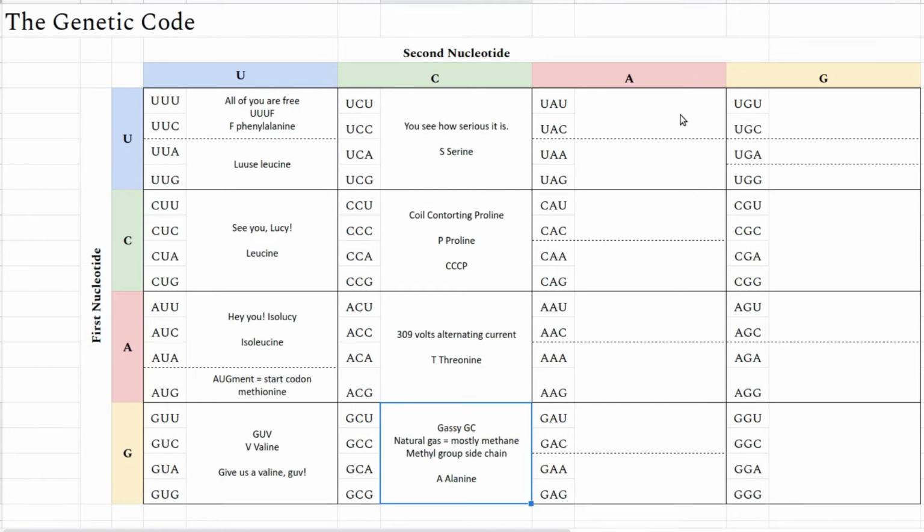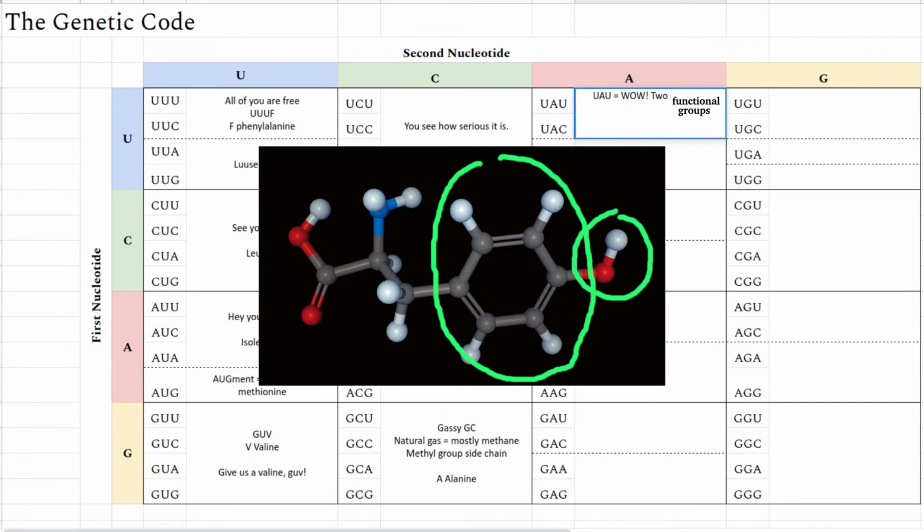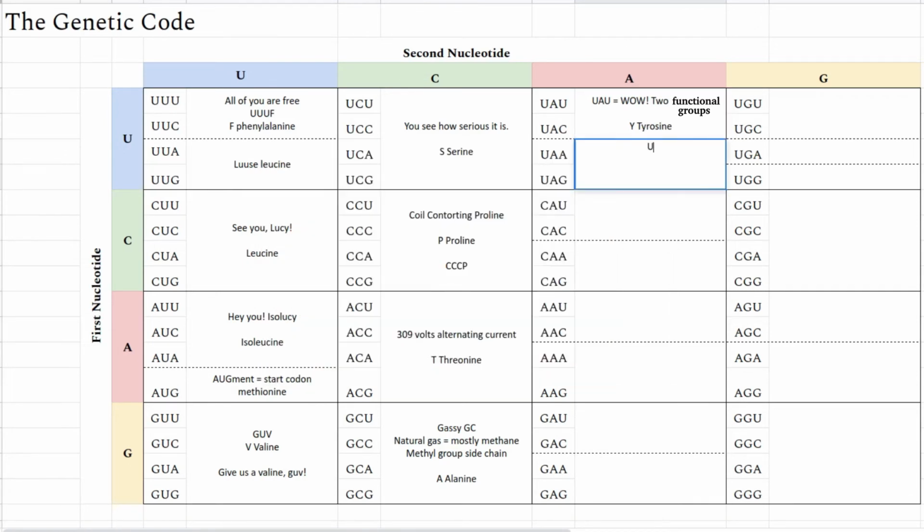Now we have 2 half blocks for UA. First, let's look at UAU, which looks like wow. Wow, tyrosine has 2 functional groups, a benzene ring and a hydroxy. The other UA half block is the useless agents. Useless agent alpha and useless agent gamma. These agents can't even code for anything. They're stop codons.